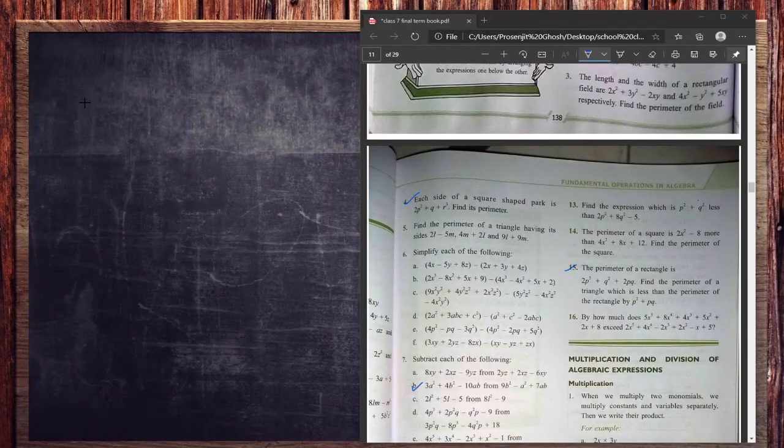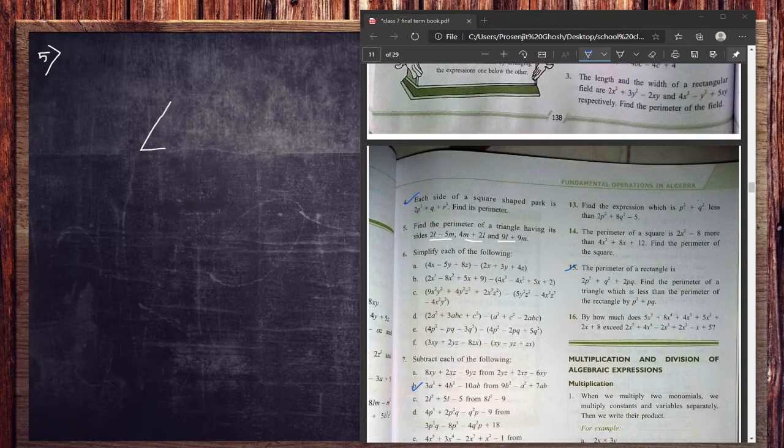Now moving to the next sum. Alright, so now we will move to number 5. What is that? Find the perimeter of the triangle having these 3 sides. These 3 sides are given here. This, and this. Alright. So before that, we have to know what the perimeter is called.